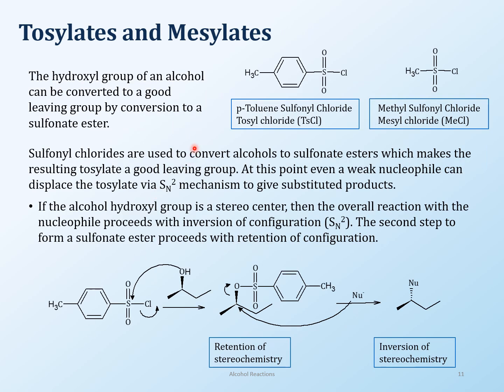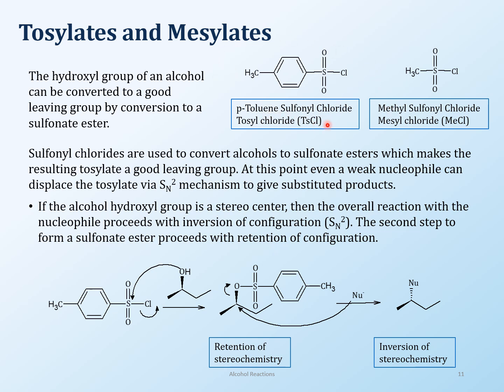So now we get to tosylates and mesylates. Tosylates and mesylates are really interesting. Here is the tosyl chloride. This is para-toluene sulfonyl chloride. This is a toluene group, and we'll learn about this later on. This is the sulfonyl group, and of course, this is the chlorine. This is the methyl group, this is the sulfonyl group, and this is the chlorine. So there are two kinds of sulfonyl chlorides here. One is a para-toluene, one is methyl.